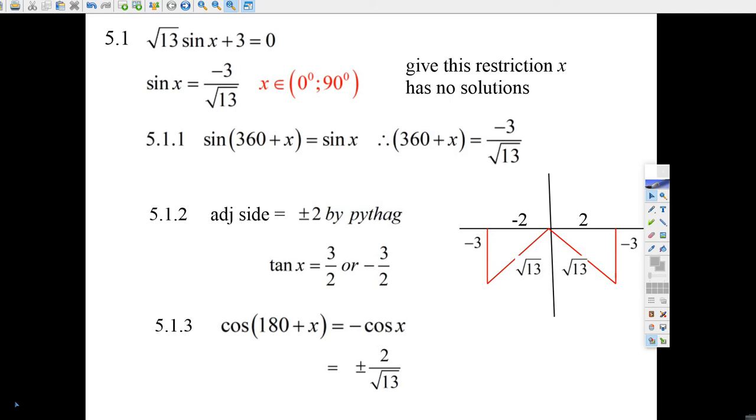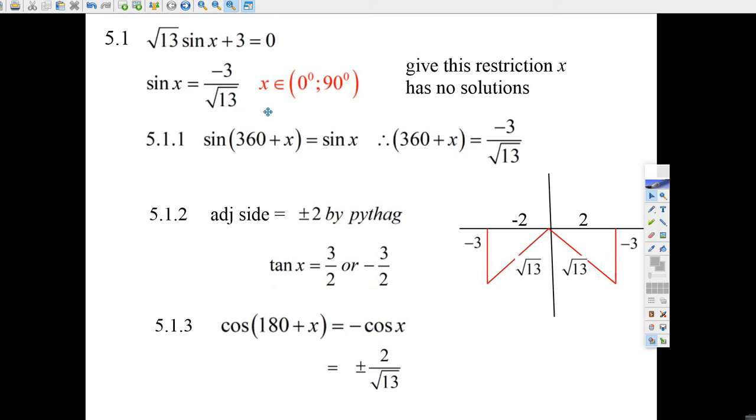Okay, this is question 5.1 of the 2022 paper 2 paper here. Holy cow, they did something real funny here. They said that in this question 5.1, they went root 13 of sine x plus 3 equals 0. Well, you know what you have to do. You got to subtract 3 and divide by root 13. The sine of x is equal to minus 3 over root 13.